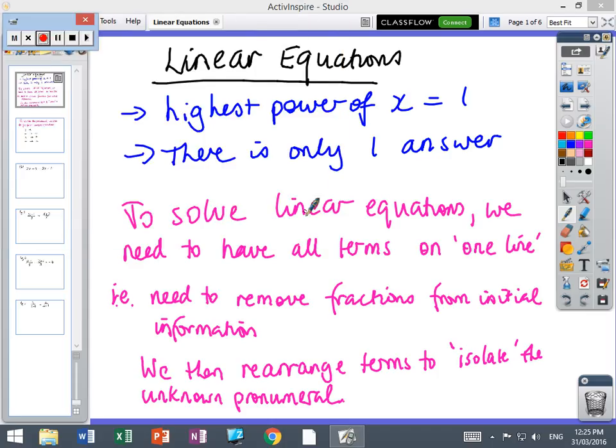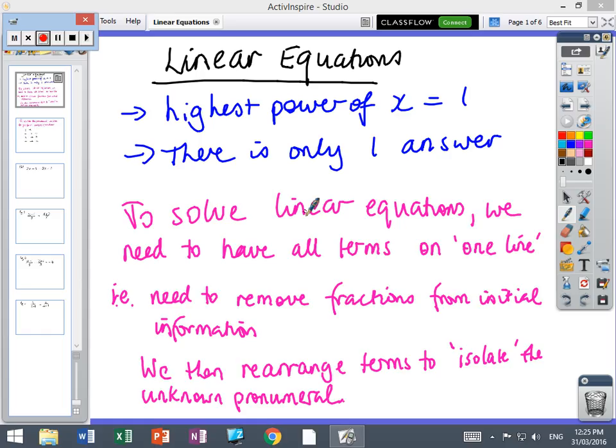Okay, year 11s, we're looking at linear equations. You've done linear equations for a long time, so we'll just go over the basics again. With a linear equation, we're looking to have the highest power of x to be a 1. If the highest power of x is bigger than 1, then there are other sorts of equations which we'll look at perhaps later, quadratics and things like that. And when you have a linear equation, there can only be one answer.